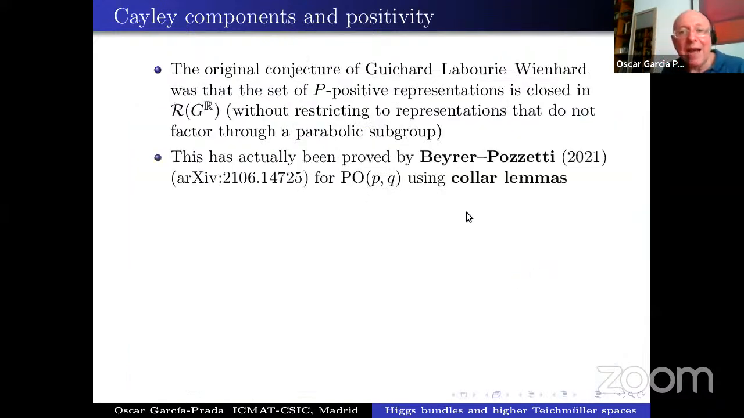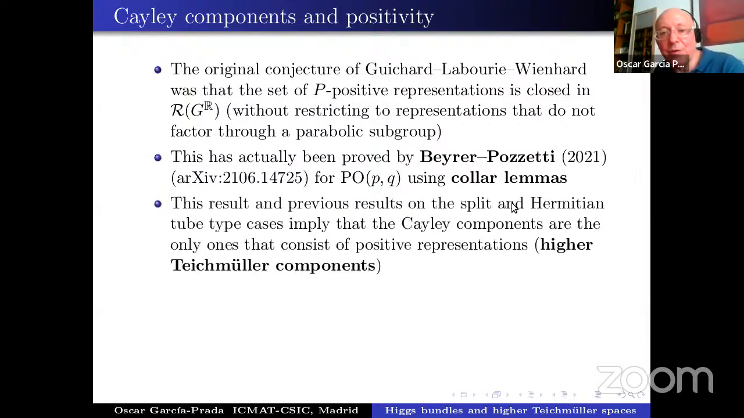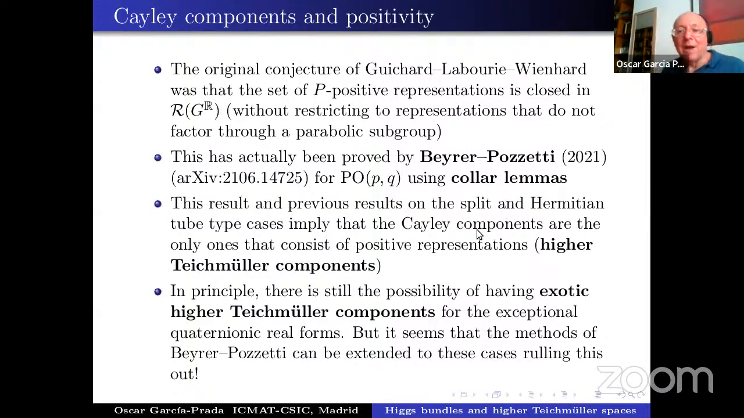You see, they wanted to prove that this was closed in the full character variety. This was something that Bader and Pozzetti actually proved. It was known for the split groups, it was known for the Hermitian groups, and Bader and Pozzetti proved that it was true actually for the SO(p,q) groups by using something called collar lemmas. And now it's believed that it's also true for the other exceptional groups. So therefore, the conclusion is that our Cayley components that we obtained by this construction, by these magical triples, are all the higher Teichmüller spaces that you can see in this context.